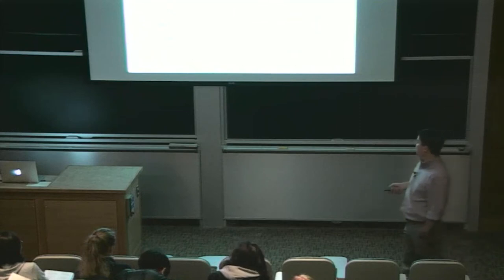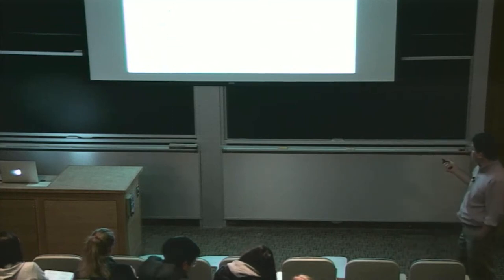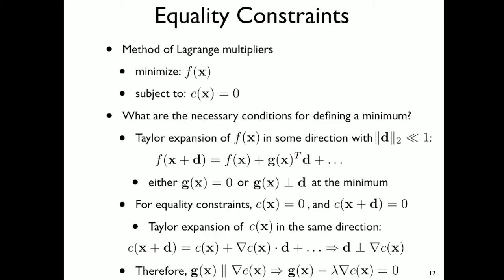But you might guess, right, Taylor expansions are the way to figure out what the appropriate conditions for a minima are. So let's take f of x and let's do a Taylor expansion in some direction d. Okay, so we'll take a step away from x, which is small, in some direction d. So f of x plus d is f of x plus g dot d, the dot product between the gradient of f and d.